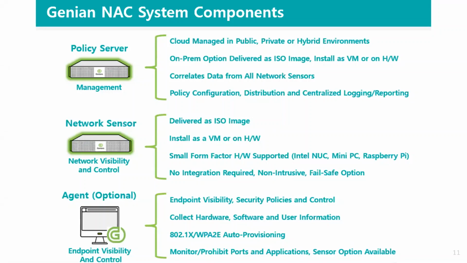The second component is the network sensor. This can also be deployed virtually or on hardware, and is very often deployed on small form factor hardware, such as an Intel NUC or a mini PC. That way it can be distributed to branch sites easily. As mentioned, there's no integration with the network infrastructure required, and we have a fail-safe option we'll talk about later. The last component is the agent. This is an optional component, but can be used for endpoint visibility and security policies, controlling access for endpoints, collecting other information about the asset.